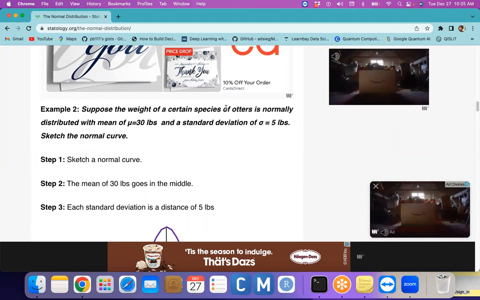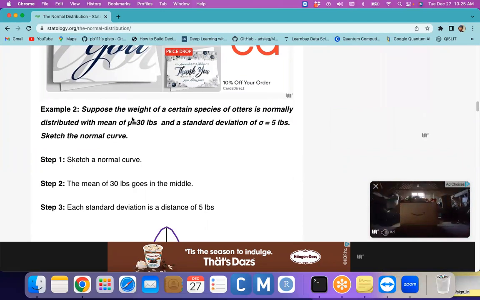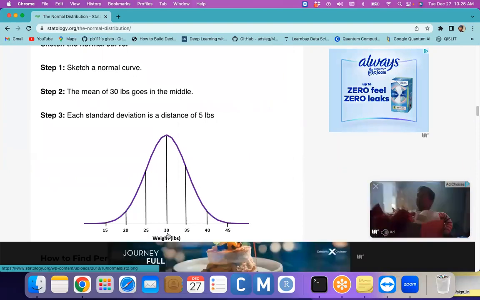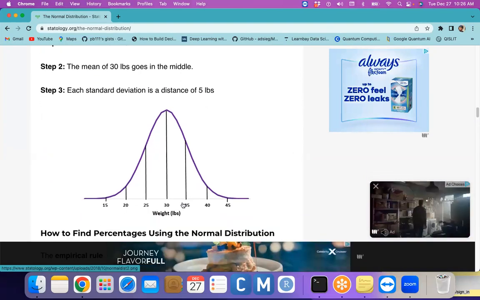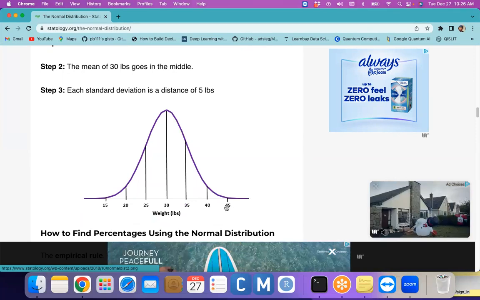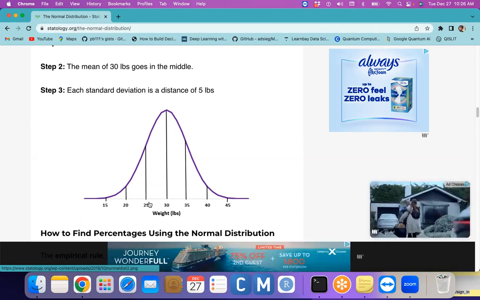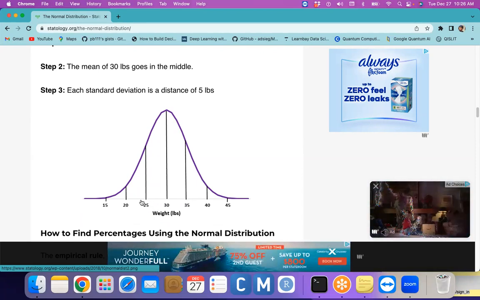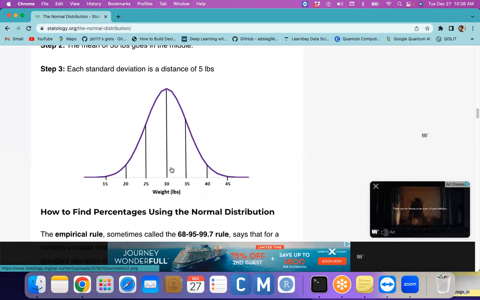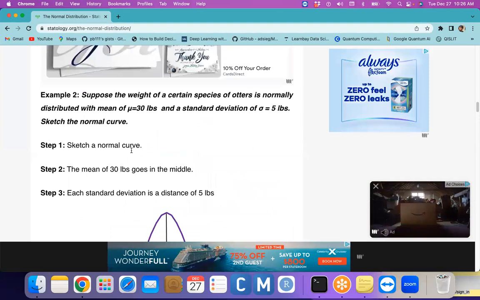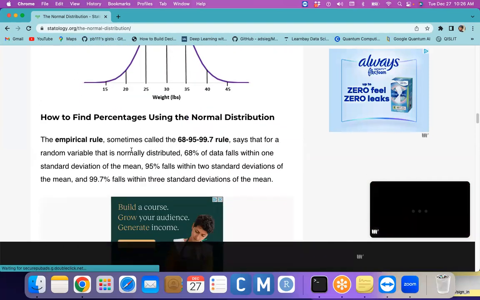Suppose the weight of certain species is normally distributed with mean 30 lbs and standard deviation 5 lbs. So here the mean is in the middle, and plus 5: 30 plus 5, 35; 35 plus 5, 40; 40 plus 5, it's 45. Next, below the mean, mean minus 1 standard deviation: 30 minus 5, 25; 25 minus 5, 20; 20 minus 5, it's 15. So this is the way we can sketch the normal distribution with mean and standard deviation values when it is normally distributed.